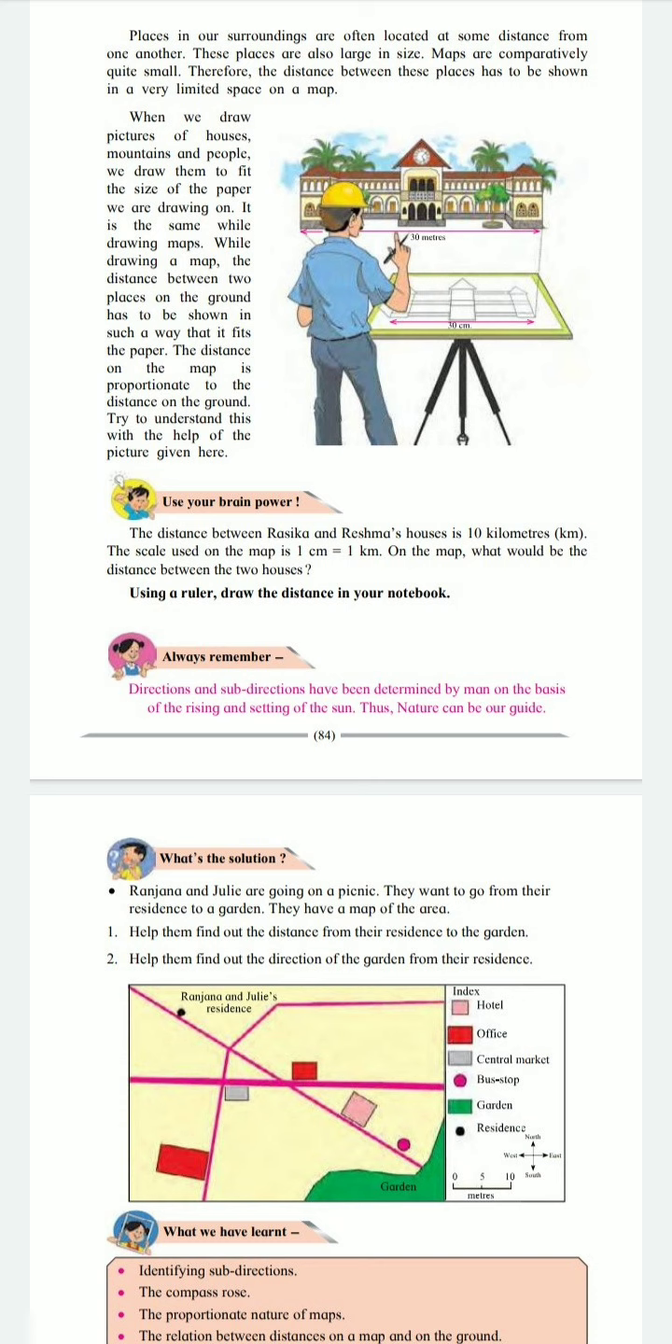What is the solution? Ranjana and Julie are going on a picnic. They want to go from their residence to a garden. They have a map of the area. Help them find out the distance and their residence. I will read this question again. Help them find out the distance from the residence to the garden. Help them find out the direction of the garden from their residence.